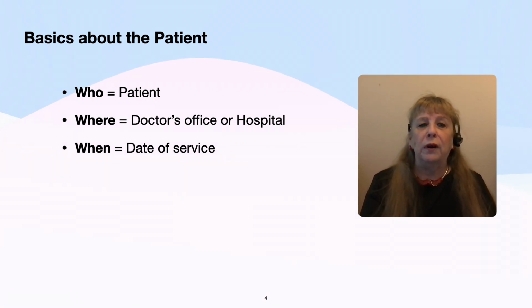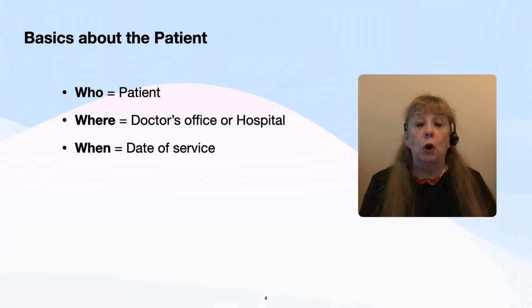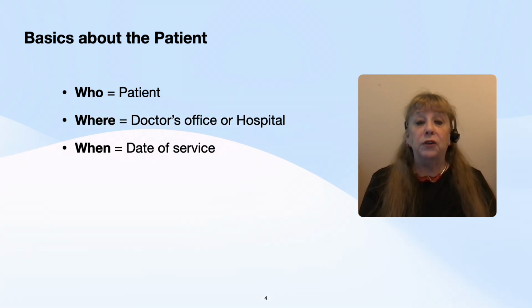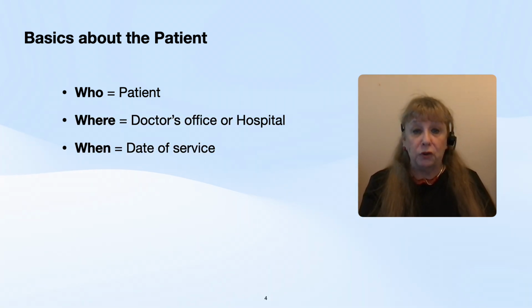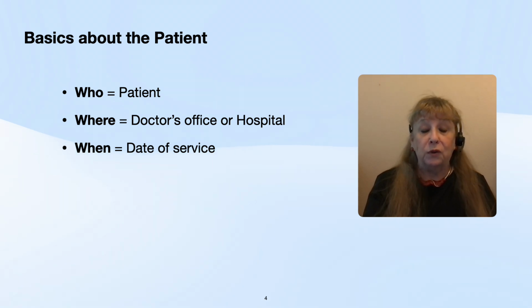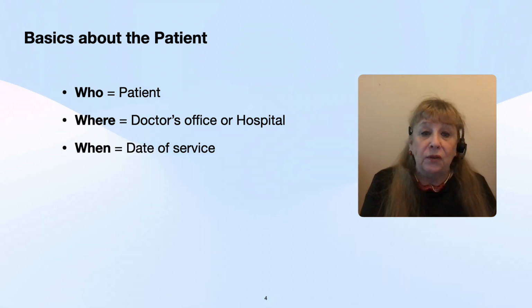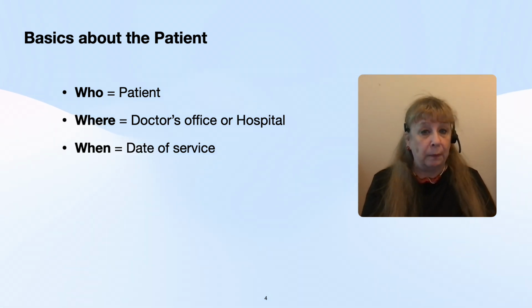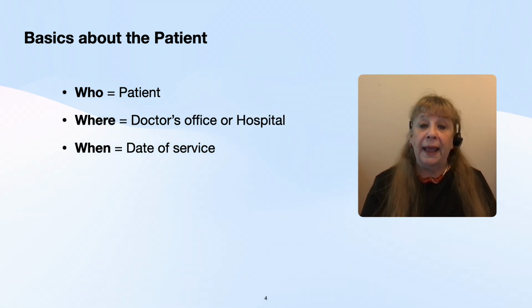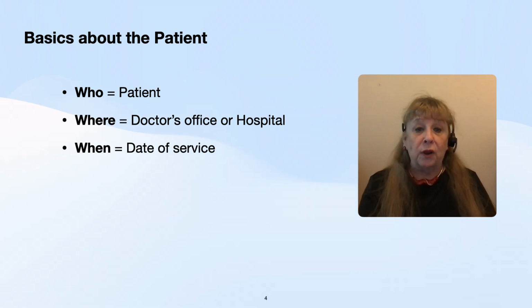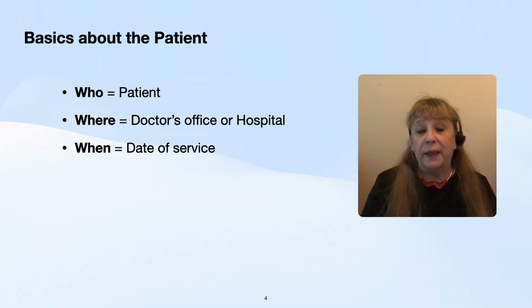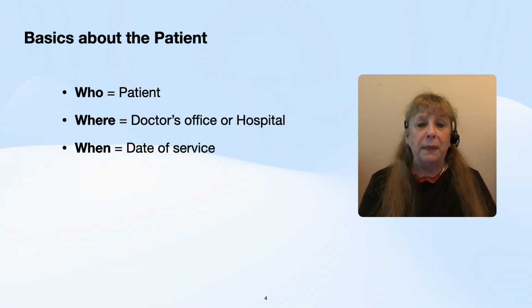So first, let's start with the basics about the patient. Who is the patient? This will typically come off of the patient's new registration form. You know, the first time you ever went to a doctor, you had to fill out the new patient registration form. And those details, like what your name is and how you spell your name, and other particular details, we get off of there, and it gets entered into the electronic health record. So who is the patient? We make sure we are talking about the same person.